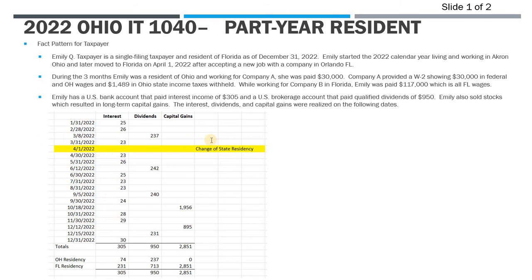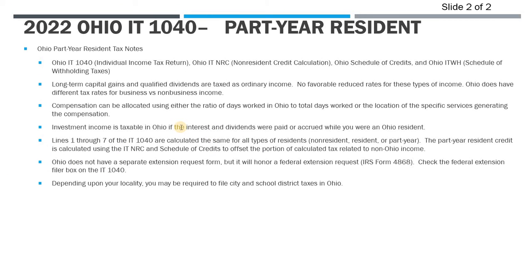All right, so let's look at the notes here, just a few things to cover, and then we'll get into the return. For part-year resident or non-resident Ohio returns, you're going to need the IT NRC for a non-resident credit calculation, and also the Ohio Schedule of Credits. Those will be filed alongside the IT 1040.